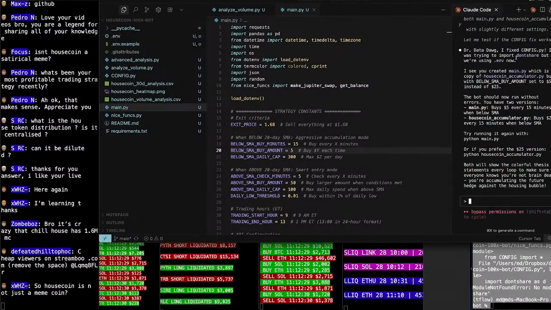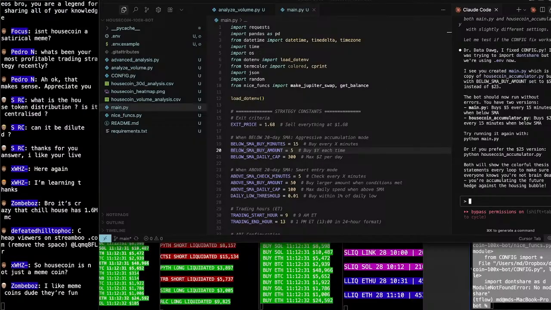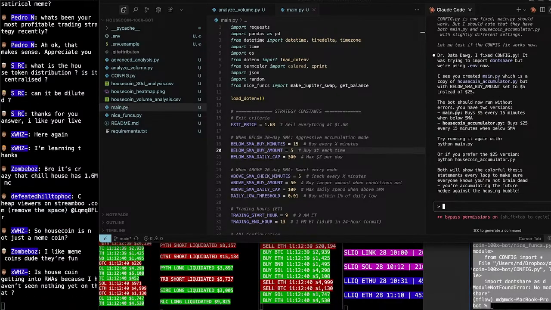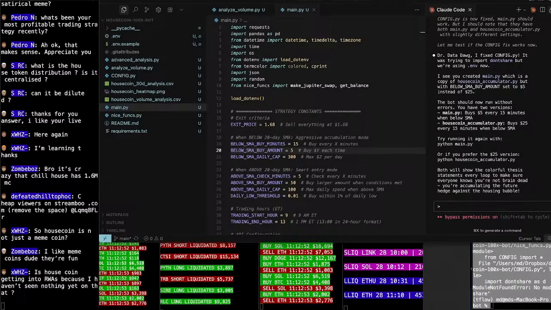Dr. Datadog, I fixed the config.py. That being said, it could go to 0. I was trying to import the don't share, but we're using .env. I see you created main.py, which is a copy of this, but with below the SMA set to $5. Okay, perfect. The bot should now run. Buys 5. Okay, perfect. Let's try it again. Let's make sure that my Solana is all set up here.